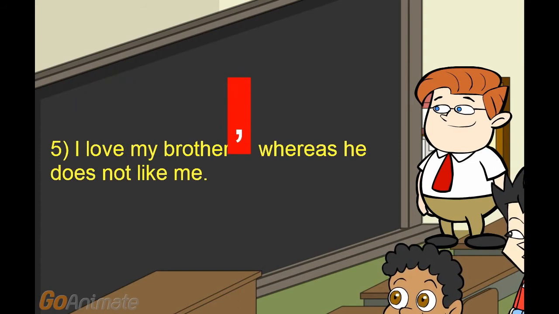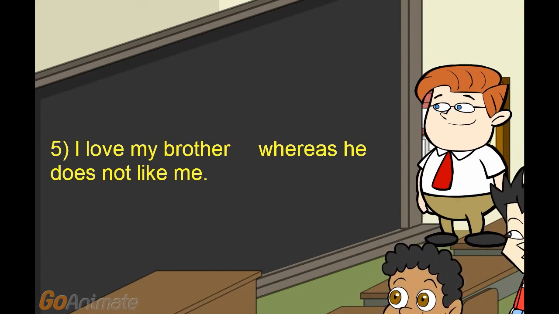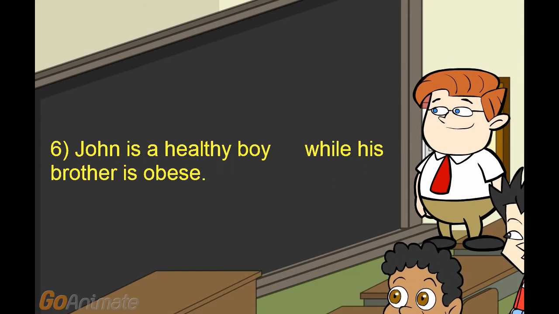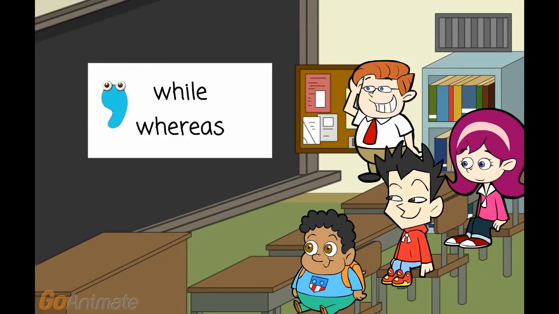In the fifth sentence, whereas introduces direct contrast, so we need a comma before it. By the way, whereas always introduces direct contrast, so we always use a comma before it when it comes in the middle of the sentence. Finally, while introduces a direct contrast in the sixth sentence too. Therefore, we use a comma before it. Don't forget to use a comma before while and whereas when they express direct contrast.